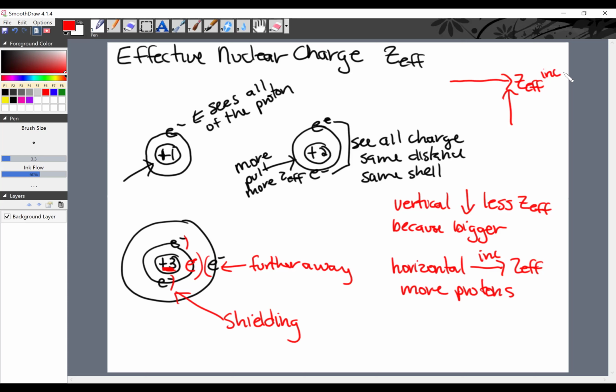So the element that has the most effective nuclear charge, guess what? Is helium. Because it's as close as you can get to the nucleus with the maximum amount of protons. So helium is the absolute best element as far as effective nuclear charge is considered.